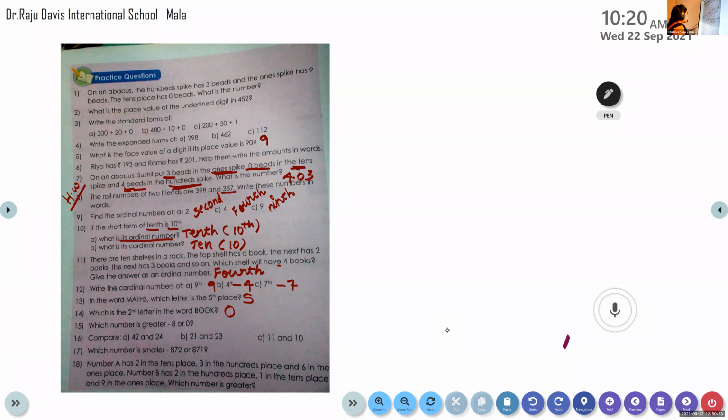Which number is greater? 8 or 0? It's very easy. We know 8 is greater. So please write 8. It is easy, ma'am.